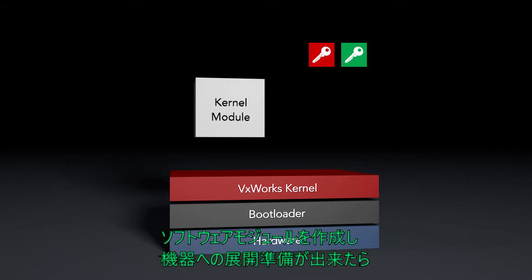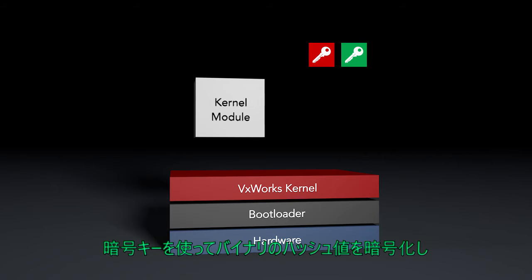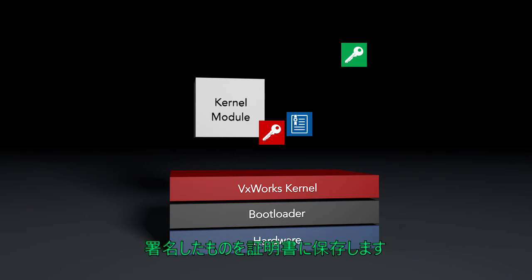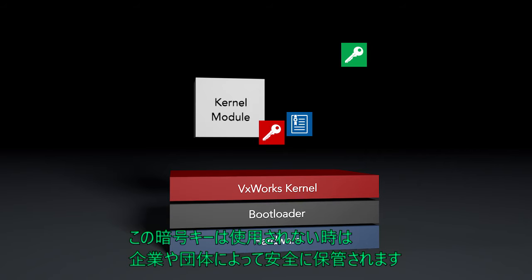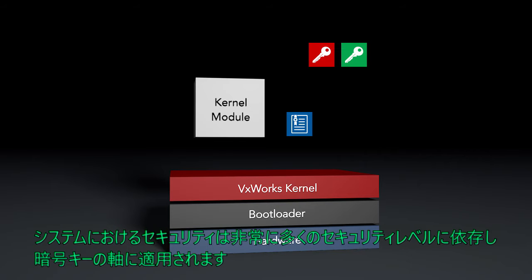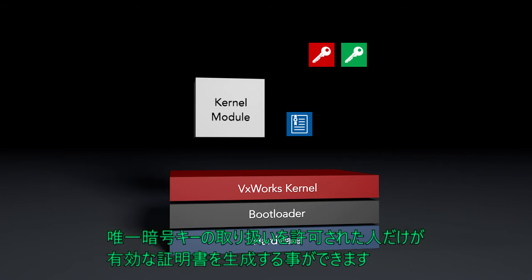Once a legitimate software module is developed and ready to deploy, the encryption key is used to encrypt the hash of the binary into a signature and placed into a certificate. This encryption key is held as a secret to the company and locked away safely when not in use. The security of the system depends very much on the level of security for the access of this encryption key. Only someone with access to the encryption key has the ability to generate a valid certificate.